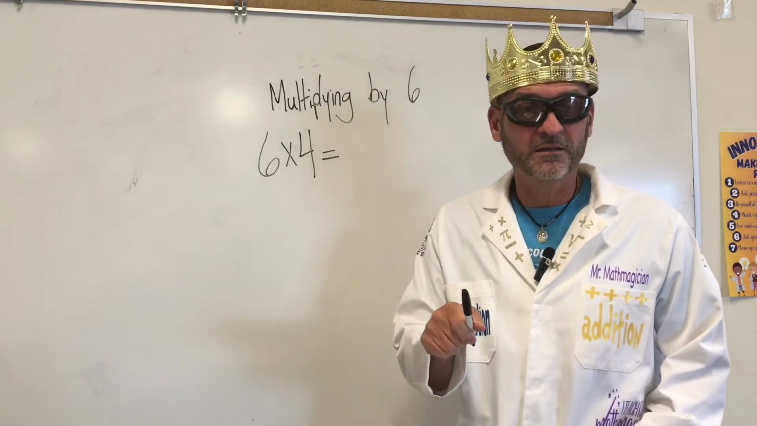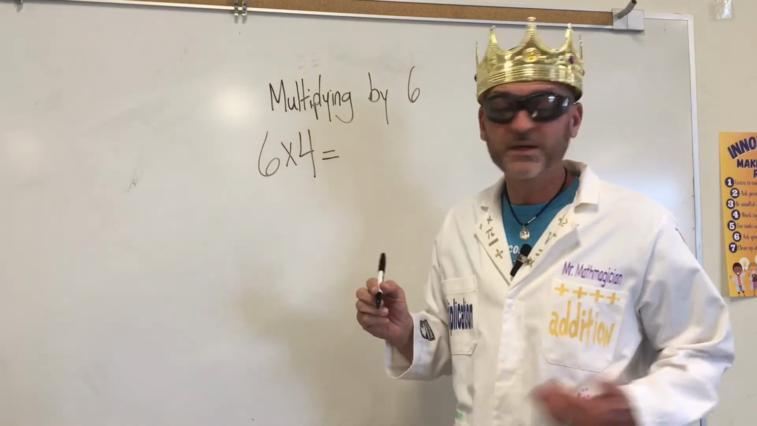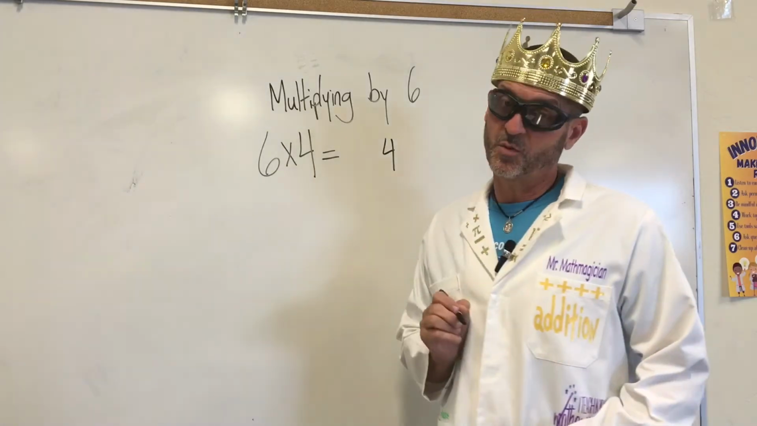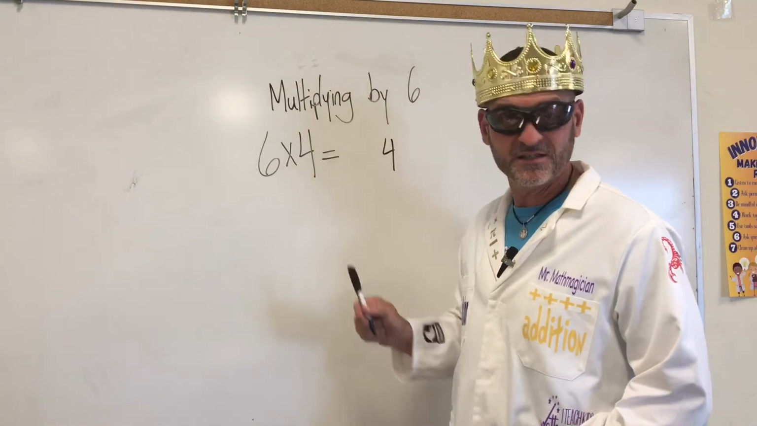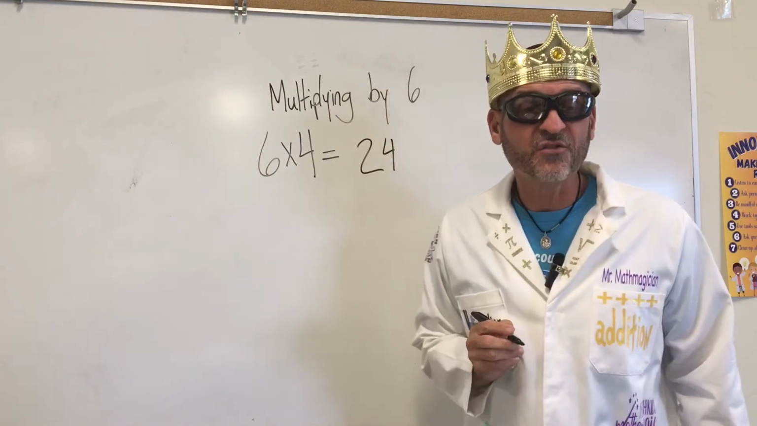Whatever I multiply, when I'm multiplying by evens, what you're multiplying by will be in the ones place. So I can just put a 4 there. Then, because we're multiplying by evens, half of this number would go in the tens place. 6 times 4 is 24.